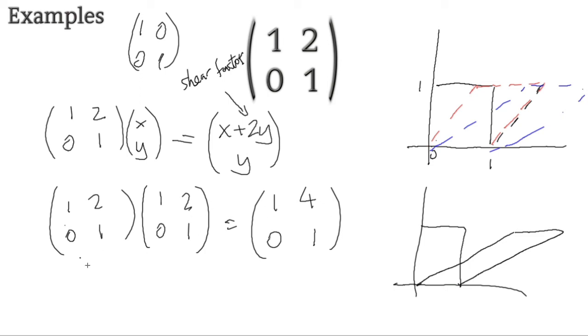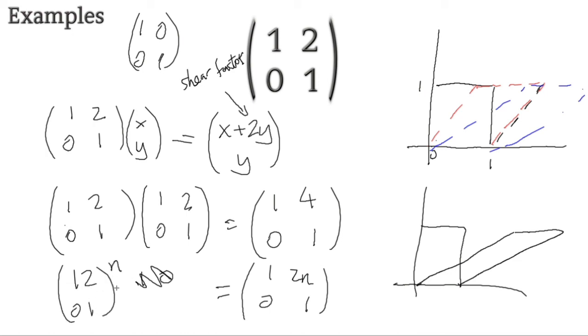it, if you have 3 of them, you get [1 6; 0 1], 4 of them [1 8; 0 1]. Then if you do n of them, you start to see a trend to get [1 2n; 0 1], where this is [1 2; 0 1] to the power n. So [1 2; 0 1] to the power n gives [1 2n; 0 1]. And this is true for all shear matrices.